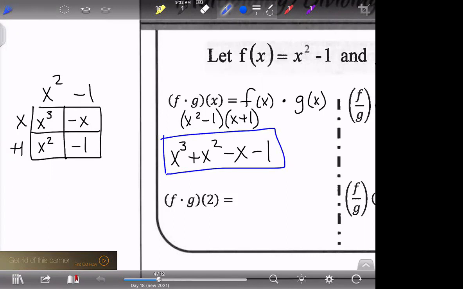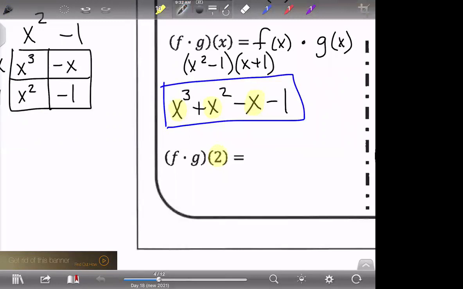Sometimes they'll ask you to find f times g of 2, and they'll change it up just a little bit like they did right here. Instead of putting an x in there, they're going to put a number in there. When that happens, you're going to take your answer that you just found and plug that number in for x. So we're going to plug that 2 into the simplified answer that we just had: 2 to the third plus 2 squared minus 2 minus 1.